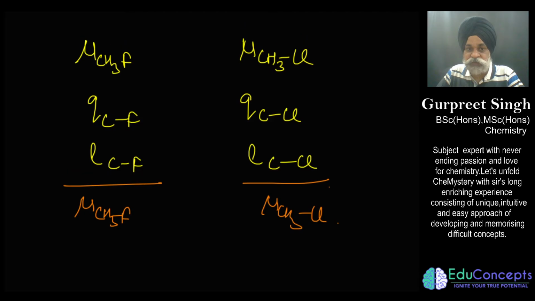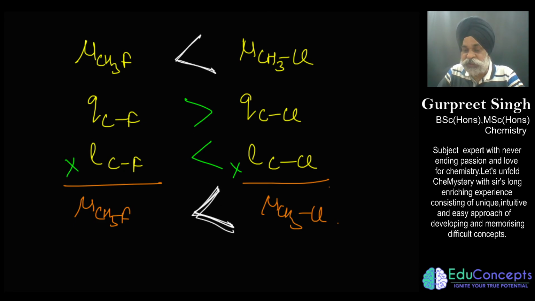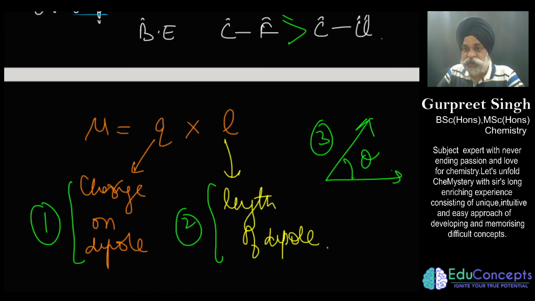So what we are going to do is that the charge on the carbon-fluorine bond is greater, but the length of the carbon-chlorine bond is bigger. If you multiply these two, it has been seen that the dipole moment of methyl chloride is unexpectedly greater than that of methyl fluoride. So there are very few exceptional cases where the length of the dipole predominates over the charge.